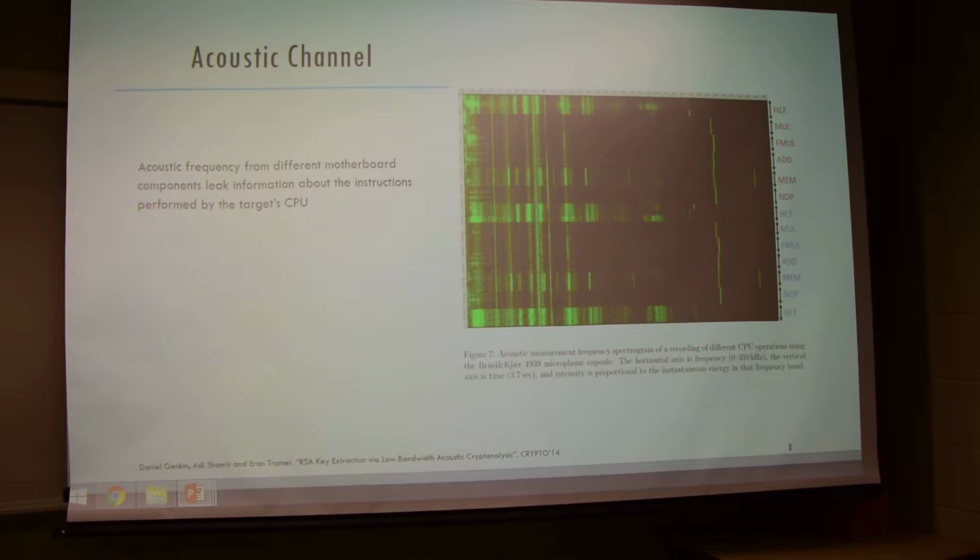There is also an acoustic channel, where different instructions on the computer can lead to different patterns in the acoustic spectrum, as you can see from this figure. For this instruction, this is the pattern; for this instruction, this is the pattern. So they are different.